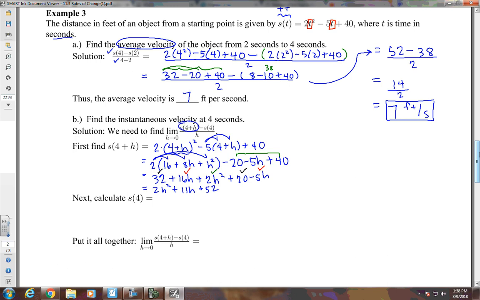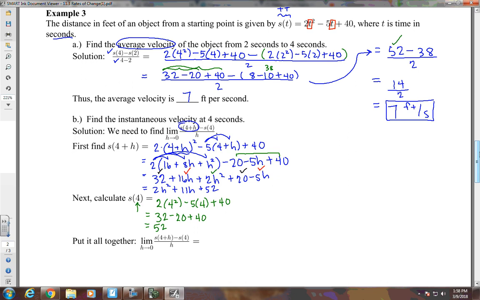Next, calculate s of 4. This part will be a little bit easier. To calculate s of 4, we're simply plugging 4 in for t everywhere we see a t. So we have 2 times 4 squared minus 5 times 4 plus 40. 2 times 16 is 32, minus 5 times 4, which is 20, plus 40. Again, we have 12 plus 40, or 52. Notice we did that up here before when we were calculating that first number.